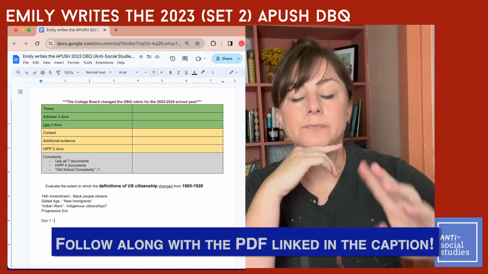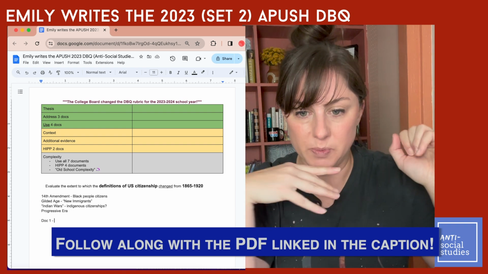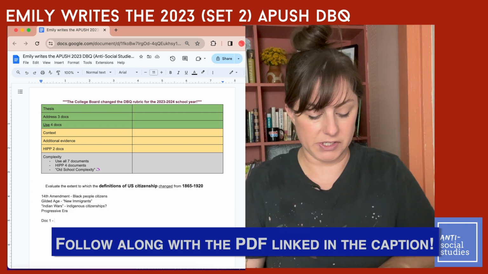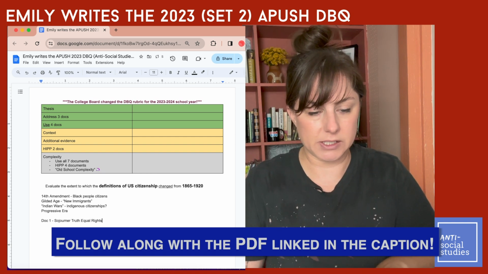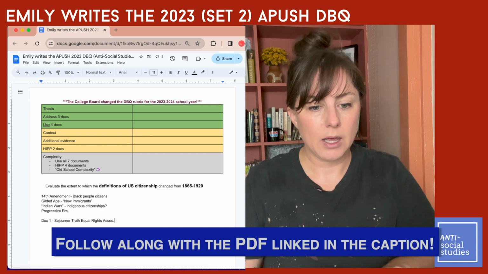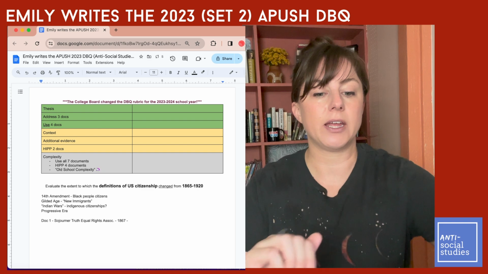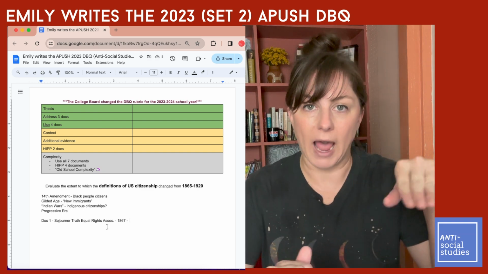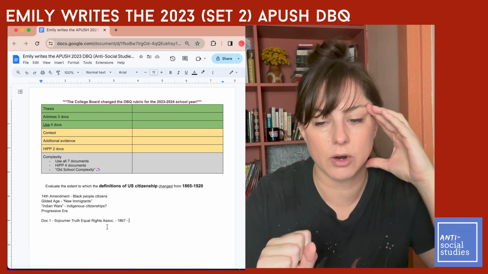Okay, document 1, I'm going to read the source information word for word. Sojourner Truth, I know her. Speech given at the meeting of the American Equal Rights Association. So I'm just going to note: Sojourner Truth, Equal Rights Association, 1867. And the goal here is to make it easy for me to refer back to these little notes that I'm taking, so I don't have to keep going back and reading the whole document over and over again.